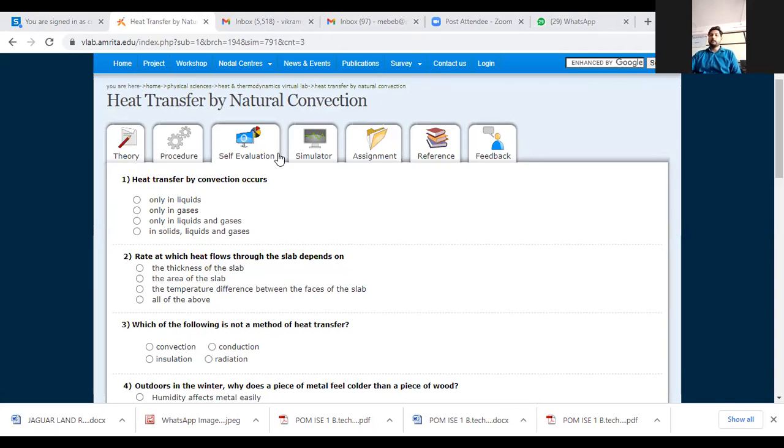Heat transfer by convection occurs in which type of substance? Does heat transfer by convection occur in liquids? In gases? No? In liquids and gases? No? Or does it occur in solids, liquids and gases all three? Okay, what will be your answer? Let me know your guesses also. No issue, it may be wrong. You can reply.